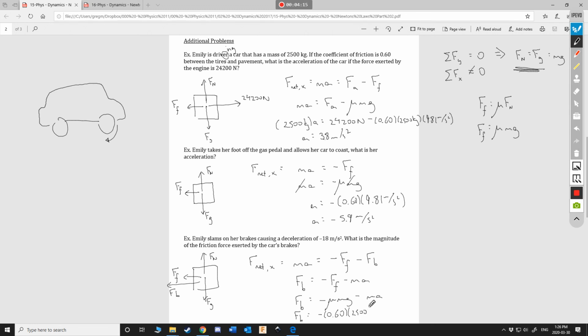Mass still 2,500 kilograms. Gravity is 9.81 meters per second squared. 2,500 kilograms. And that's going to be negative 18 meters per second squared. So when we plug all this in, to make sure the two negatives are going to become positives, we're going to actually add that 2,500 times that 18. We get 30,285. So that's going to become 3.0 times 10 to the 4 newtons.